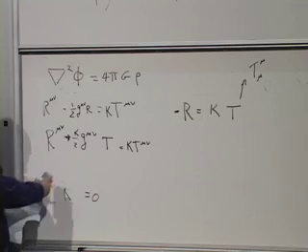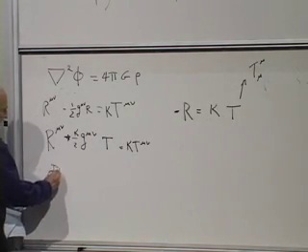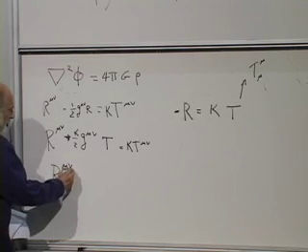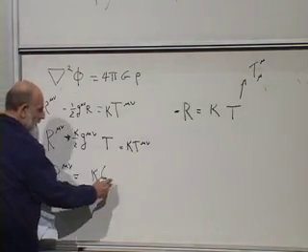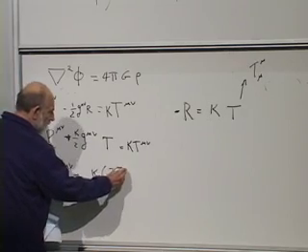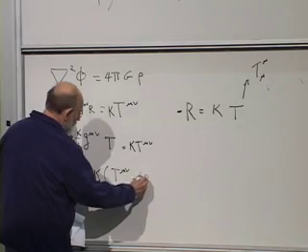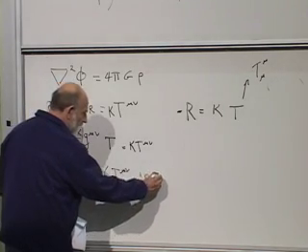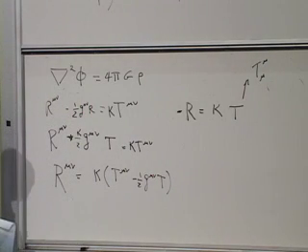And now I can take this over to the other side and write it that the Ricci tensor is equal to K times T mu nu minus 1/2 G mu nu times T. So Einstein wasn't so far off.